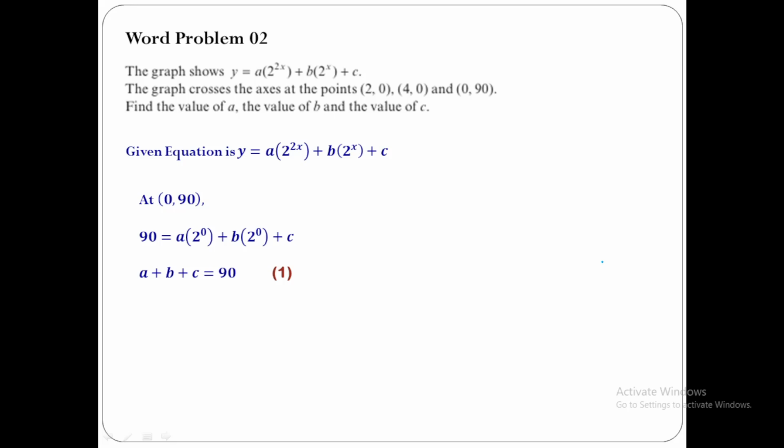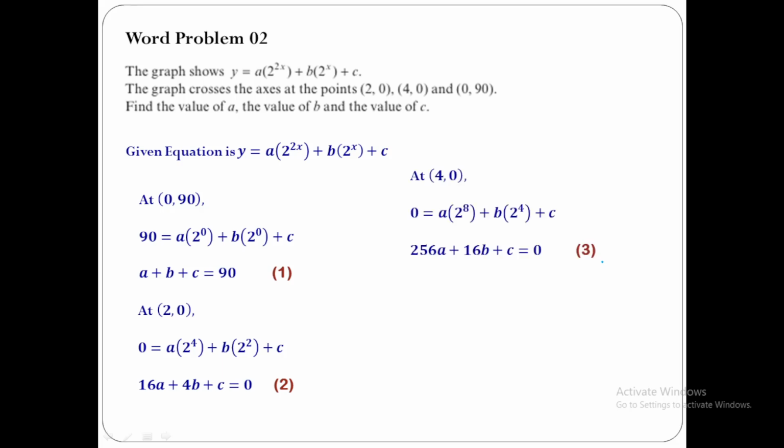We keep this as the first equation. Then substitute (2, 0). Then 2 power 2x: 2x gives 4, 2 power 4 is 16a. Then 2 power 2 is 4b. c is kept the same, equal to 0. This is the second equation. Similarly (4, 0): 2x is 8, so 2 power 8 is 256, and 2 power 4 is 16. Yes, we have the 3 equations. Now we have to solve all 3 equations to find the values of a, b and c.